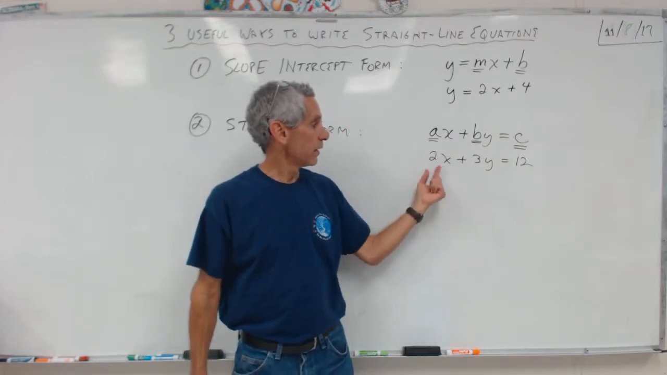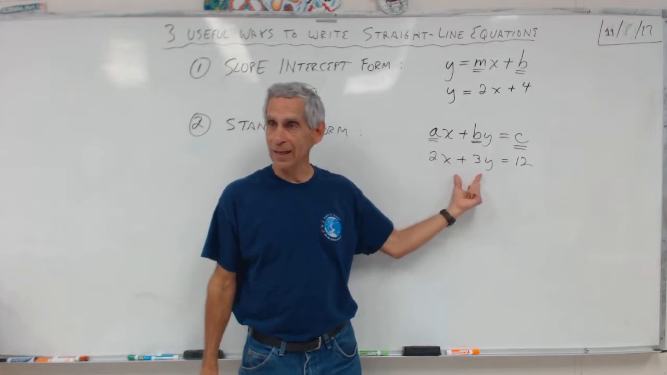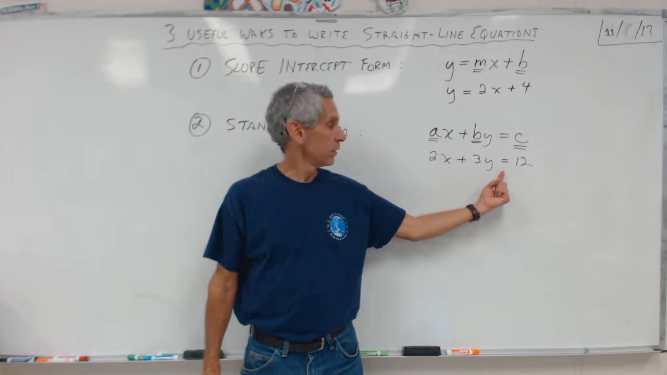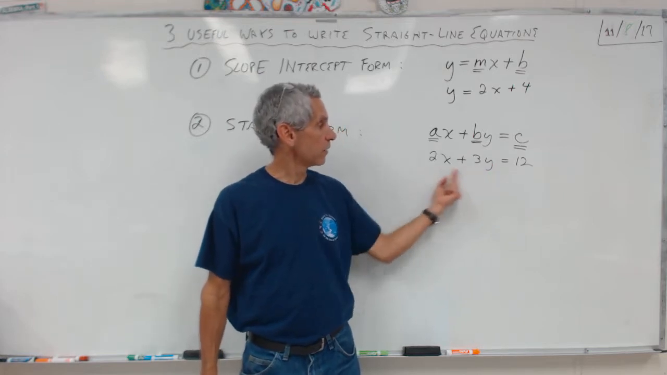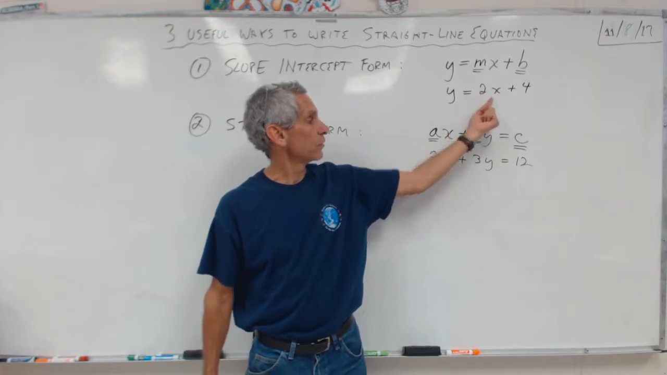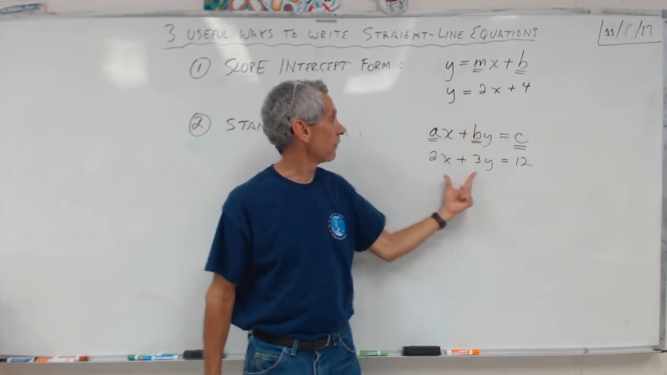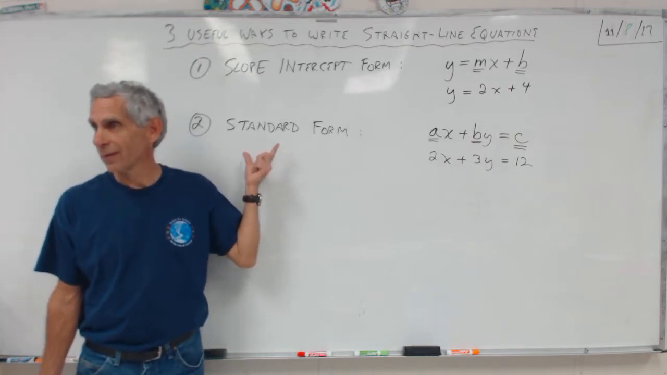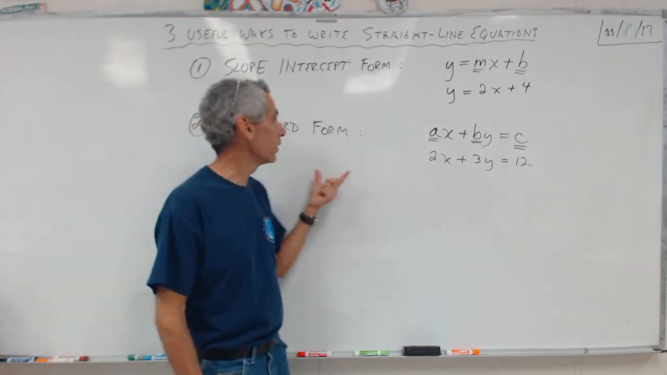But notice that x and y are standing on the left side of the equal sign. Do you guys see that? Here's the equal sign, and these are both standing on the left side. Here, that's not true. Y is on the left, x is on the right of the equal sign. These are standing on the left. So we call it standard form. It's a good way to remember, right?